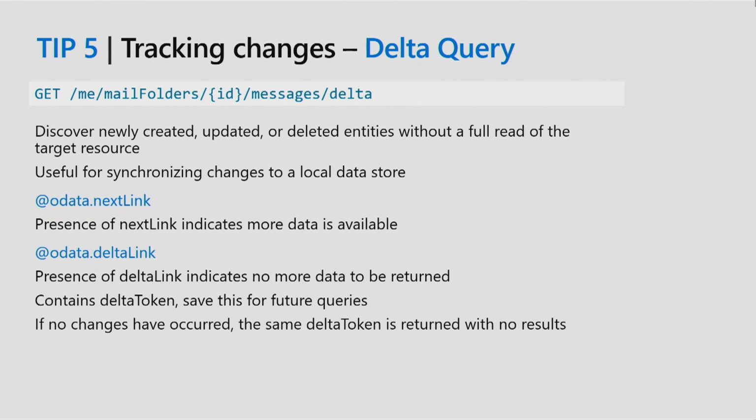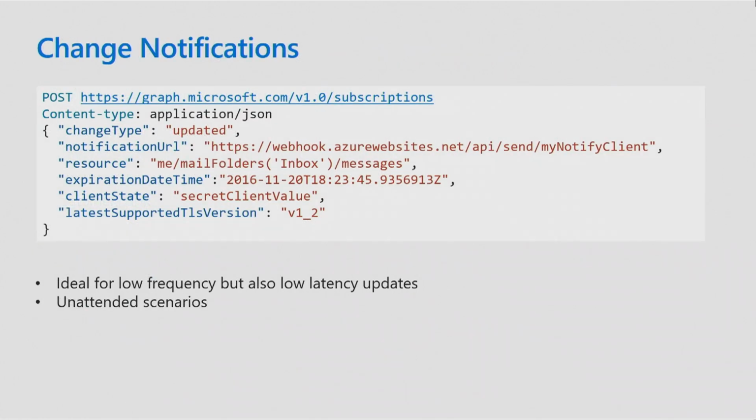Now, the challenge, of course, using delta queries is, well, how often do I call? Do I call every minute? Do I call every 5 minutes? Do I call once an hour? It sometimes is not the most efficient way. There are scenarios where there's a better option, which is change notifications. And these are ideal where there's more of a low frequency number of changes, but you want to know right away. You don't want to wait for that polling period.